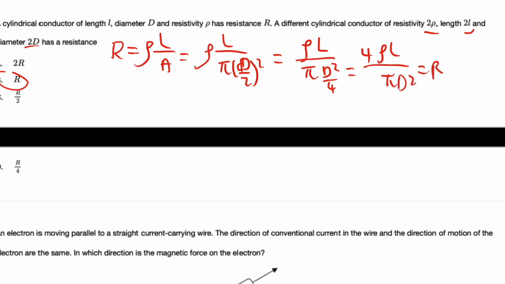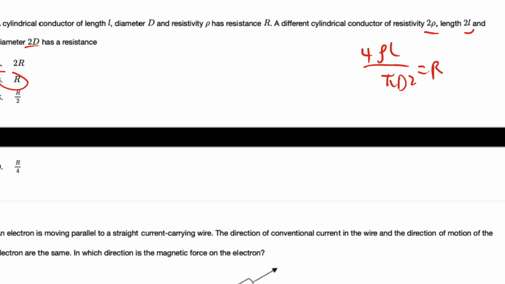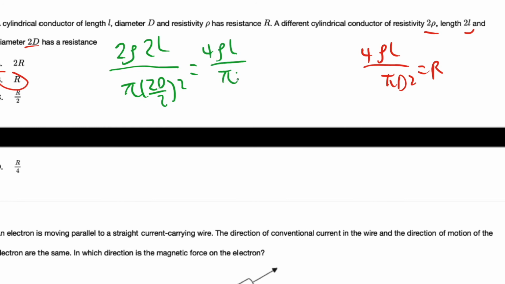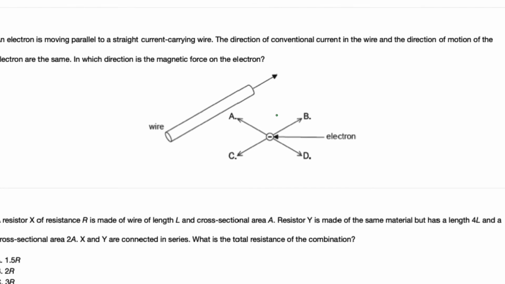Right. And then you know the resistivity for the second resistor is double. So it's going to be equal to 2ρ times 2L over pi times 2D over 2 squared, which is equal to 4ρL over pi D square. And those two quantities are equivalent, so both of them are going to have a resistance of R. So the answer is B.